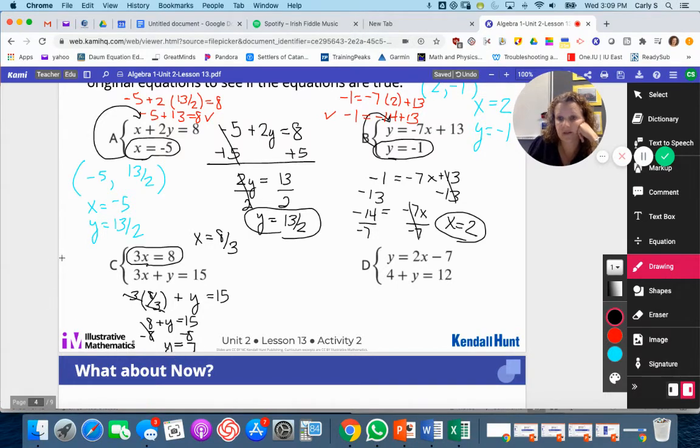All right, so my answers are 8/3. Let's keep with our color coding. 8/3, comma 7, or I could say x equals 8/3, y equals 7. And then I can check my work.